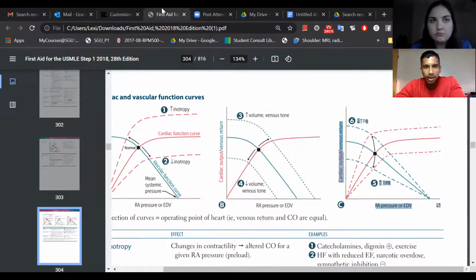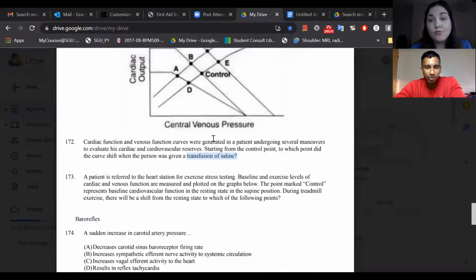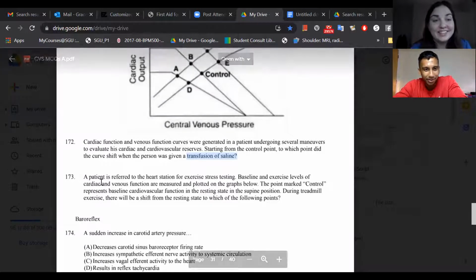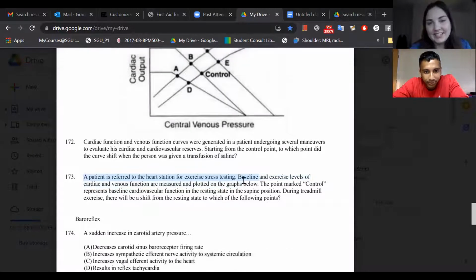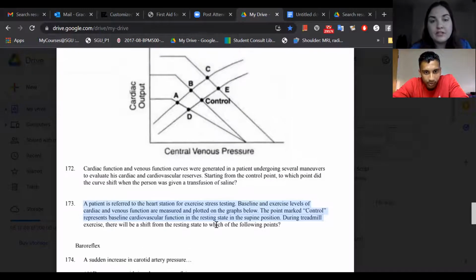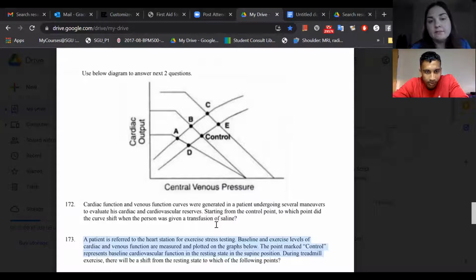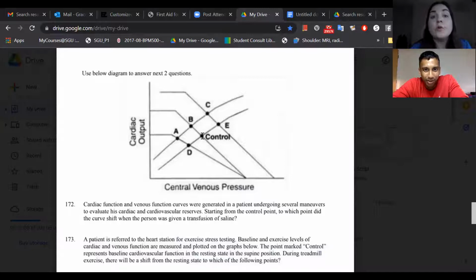Okay. And they would talk about, what would they talk about that? Well, let's look at the next question, shall we? Okay, so a patient is doing exercise testing. The control represents baseline cardiac output. During treadmill, there will be a shift from resting to which of the following points? Okay, so you know contractility will go up. We know contractility would go up, so that bumps us from this DCE line to the ABC line. So we know we're along here.